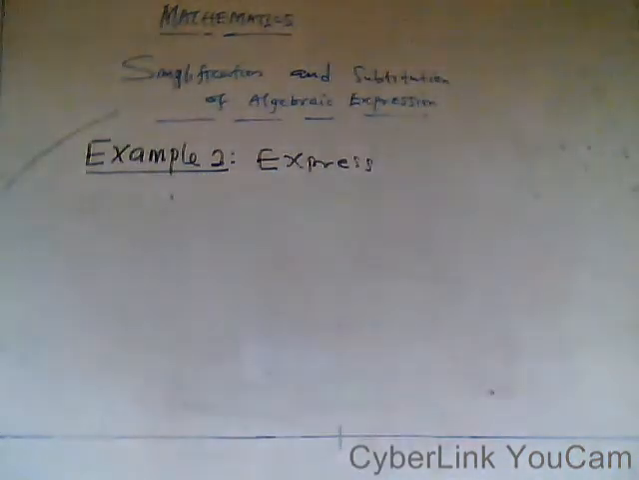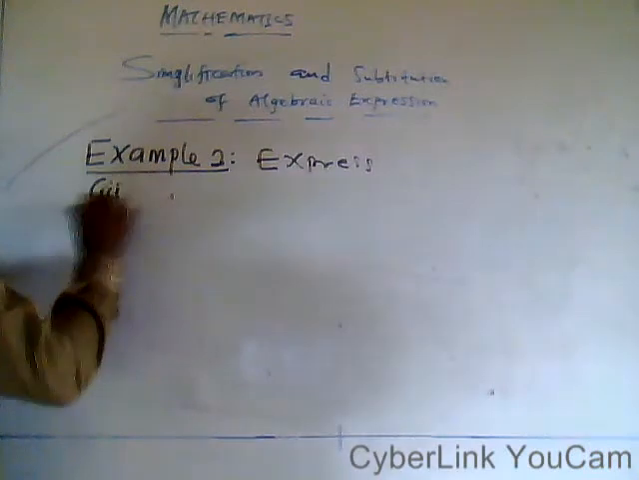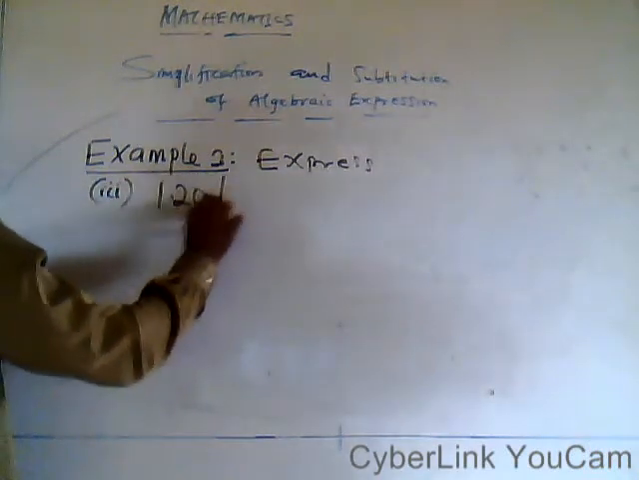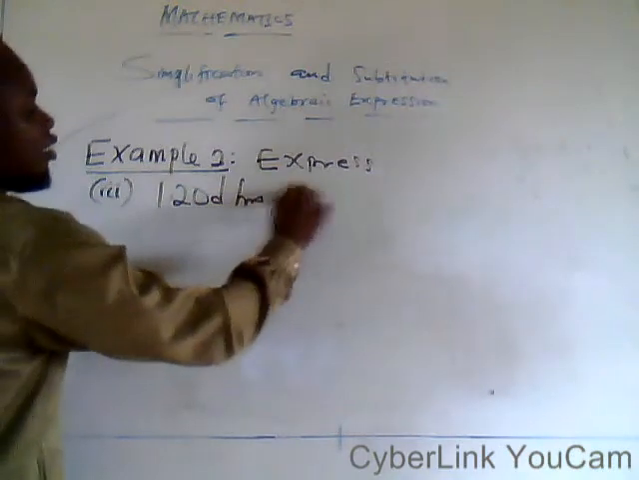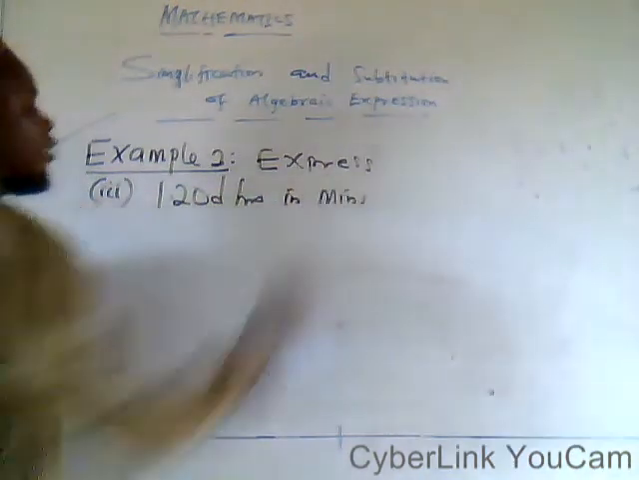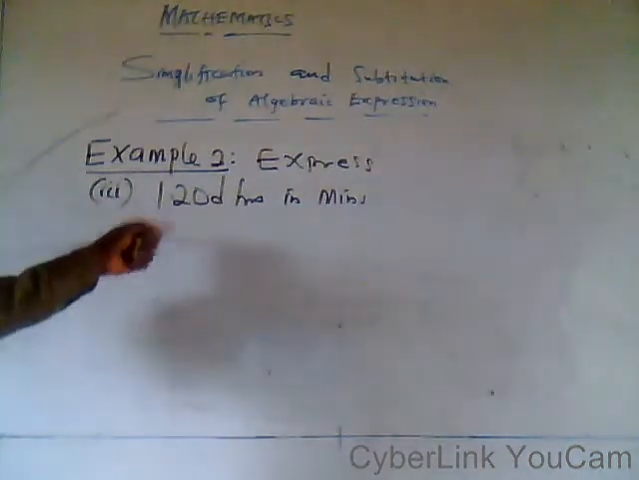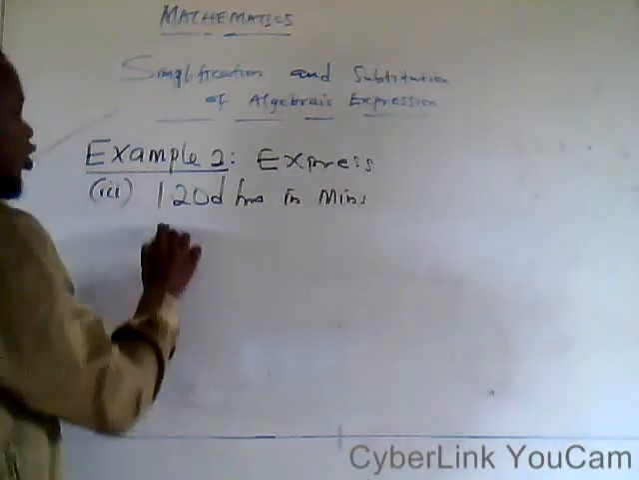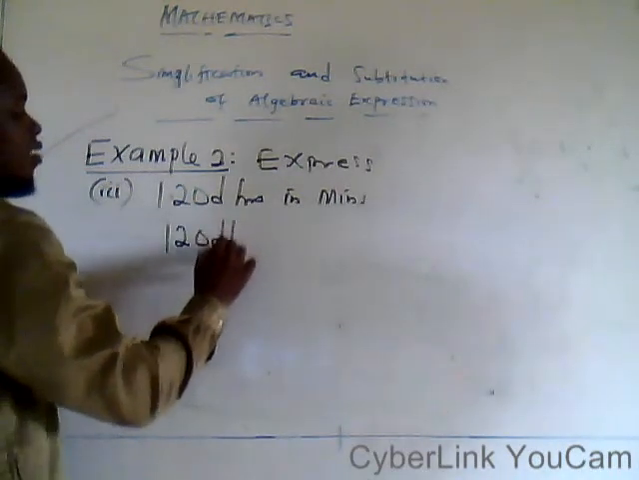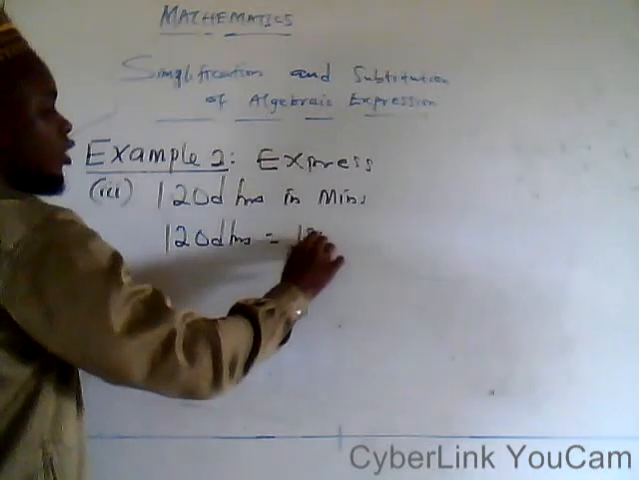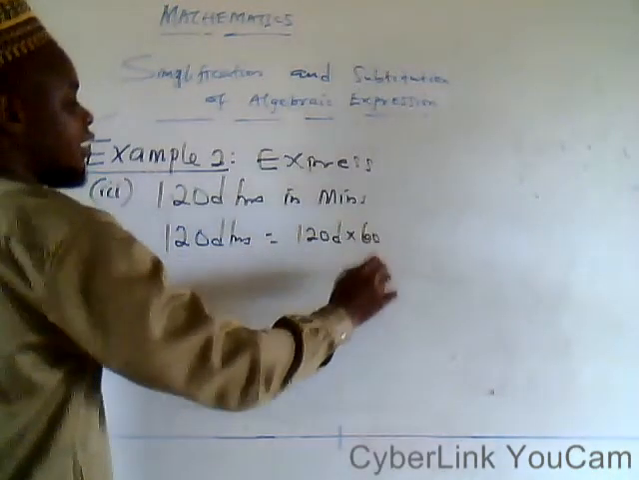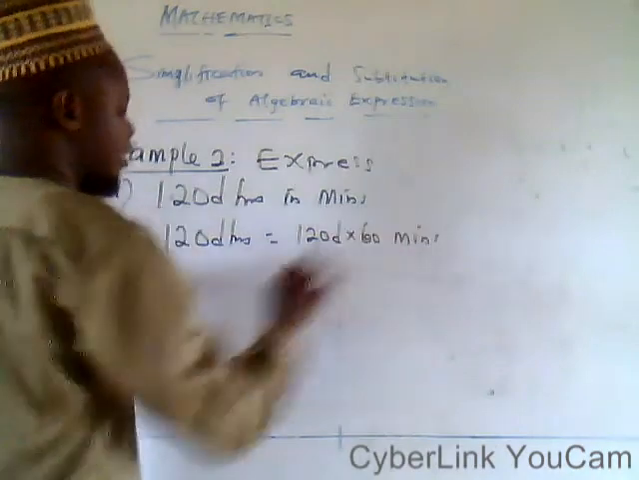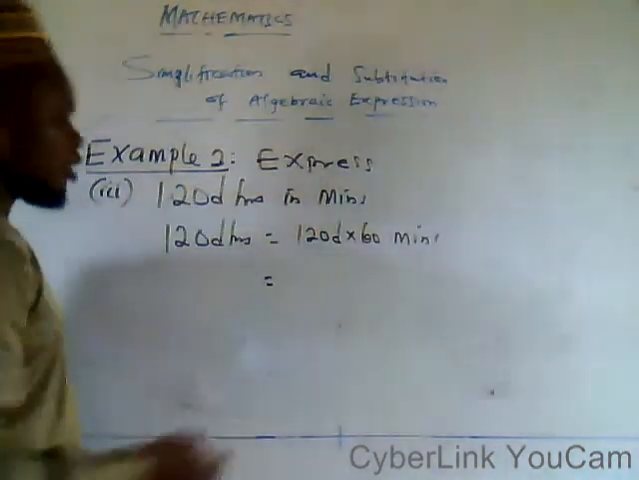In the third part, you have to express your 120 hours in minutes. So you are going to do the reverse of what you did in the previous question. Since this one is in hours and you are going to minutes, your 120 hours will now be 120 multiplied by 60. Then you have it in minutes. So let's quickly multiply it.